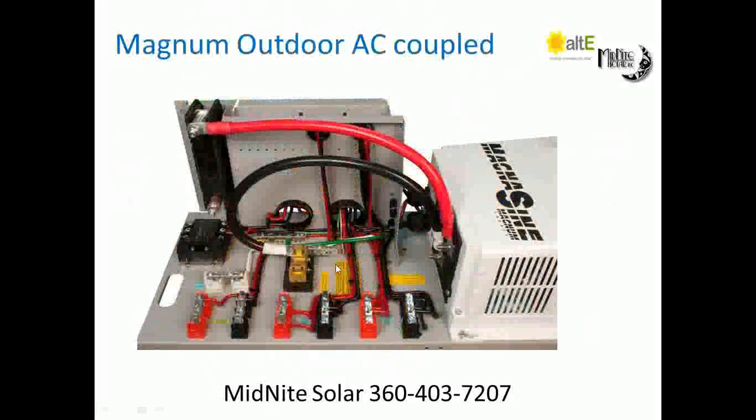Just another example of an AC coupled pre-wired system. This is actually in an outdoor rated box, so if you don't have a place for this inside, this whole system comes in a box. The batteries go on the bottom shelf. This is on the top shelf, and I just like this picture because, again, it shows how easy it is to hook up the stuff to it. A regular screwdriver, a pair of wire strippers, and you're ready to go.